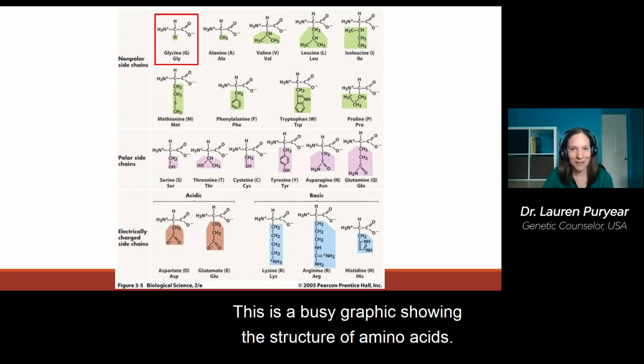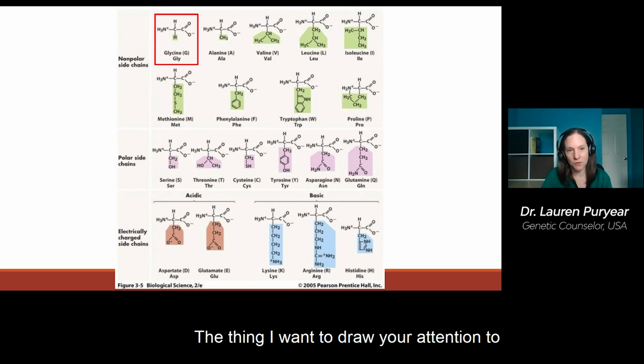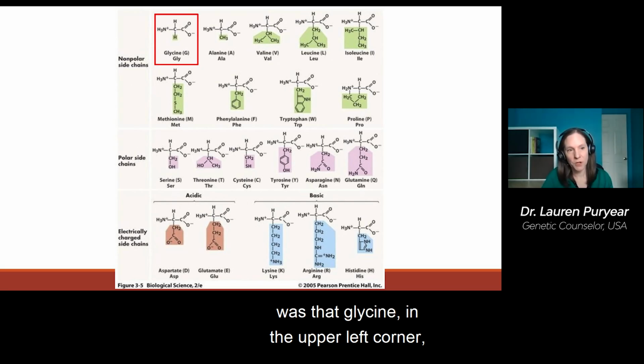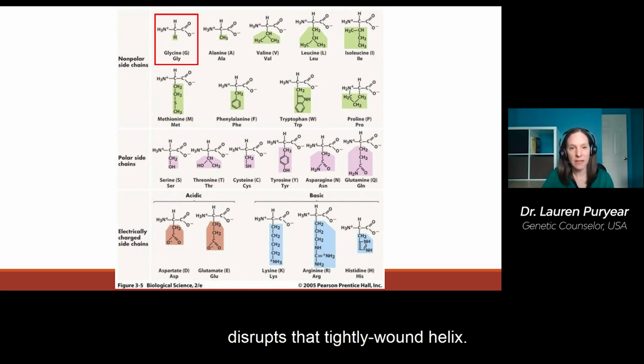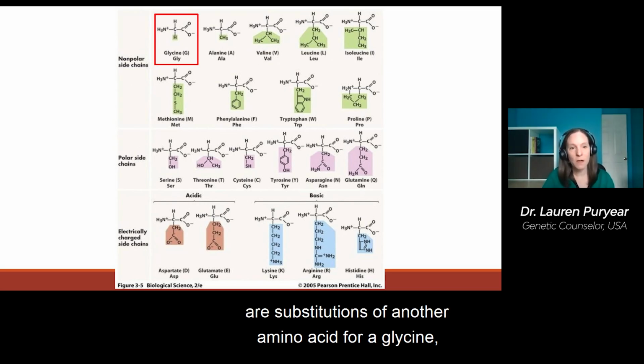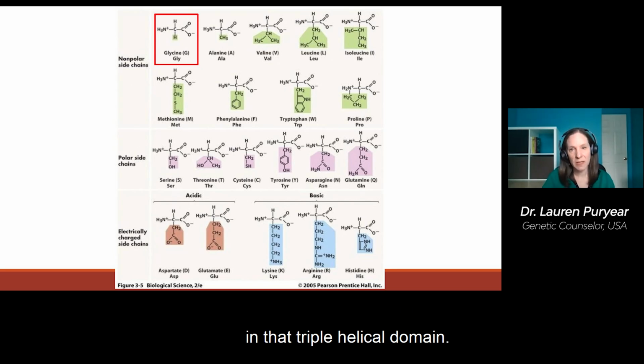This is a busy graphic showing the structure of amino acids. The thing I want to draw your attention to is that glycine in the upper left corner doesn't have a side chain, just a tiny little hydrogen highlighted in green. All of the other amino acids have stuff sticking out in that same position. So substitution of any of them for glycine disrupts that tightly wound helix. Many pathogenic variants in COL3A1 are substitutions of another amino acid for a glycine in that triple helical domain.